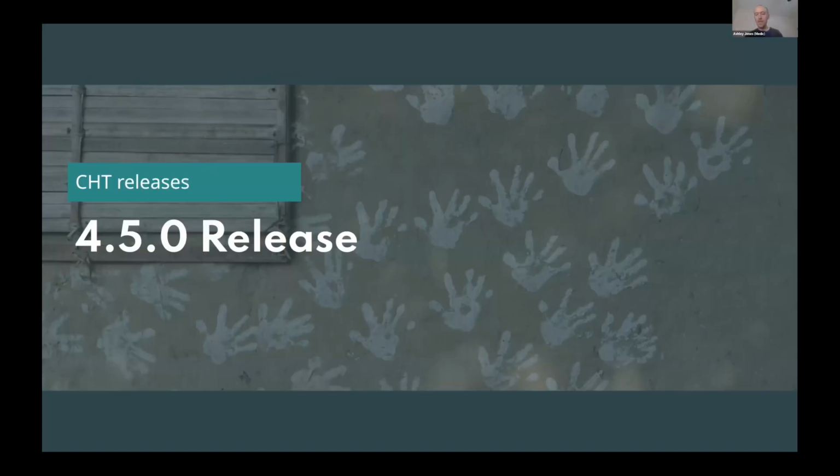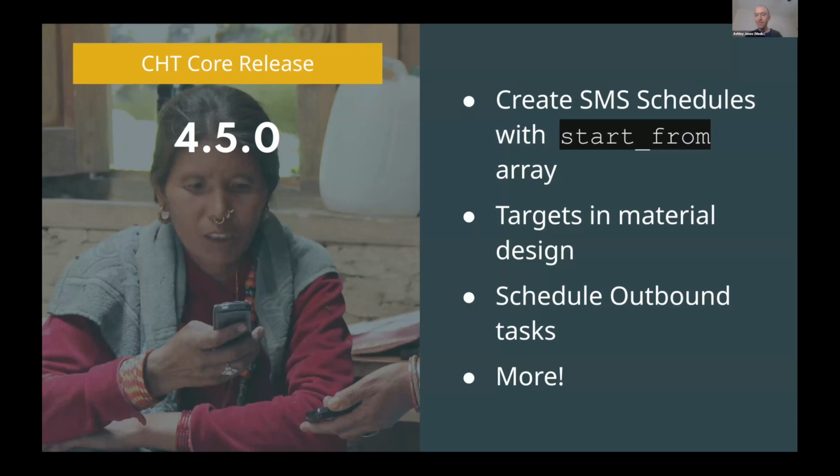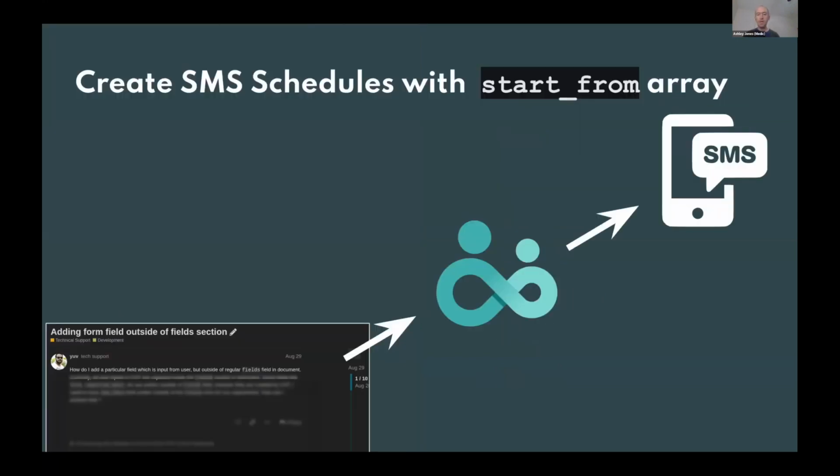Again, Ashley here with some updates on the CHT Core 4.5 release. The three main things that I'm highlighting are creating SMS schedules with a start from array variable, targets in material design, and scheduling outbound tasks. This first one came up in the forums, actually from an internal employee, but we often do post publicly in the forum so that folks can appreciate the problems that we're solving even within the company.